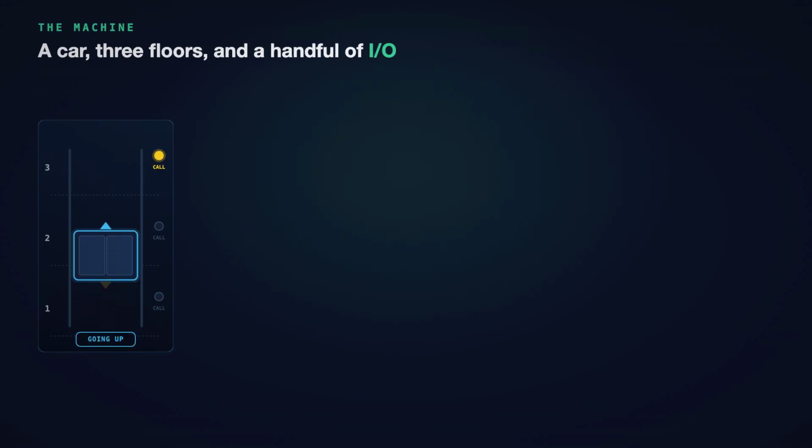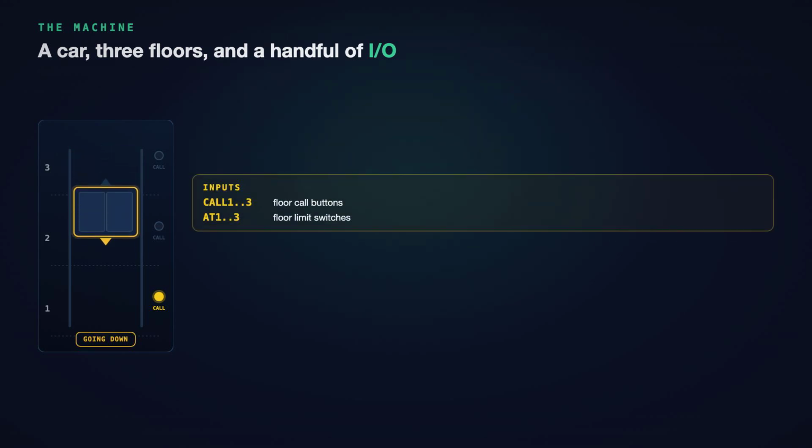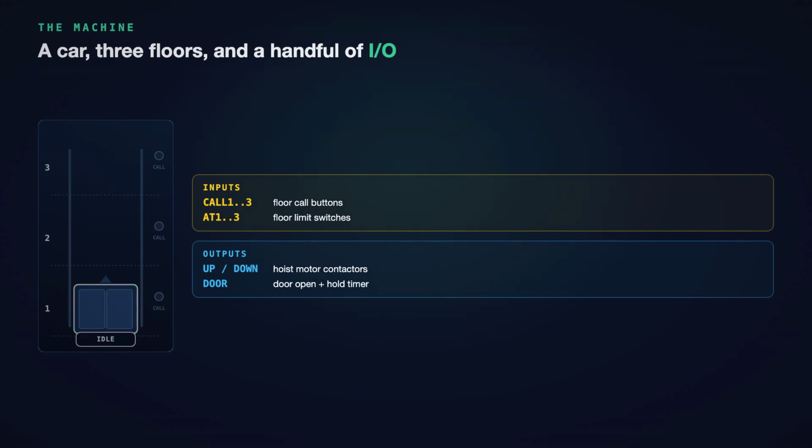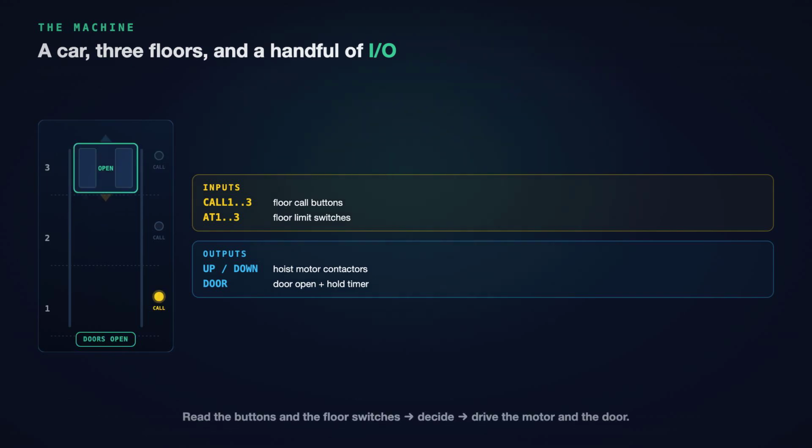Here is the machine we are controlling. A single car in a shaft, 3 floors, and a small set of inputs and outputs. On the input side, 3 call buttons, 1 per floor, call 1, 2, and 3. And 3 floor switches, at 1, at 2, at 3. Limit switches that tell the PLC exactly where the car is right now. On the output side, an up contactor and a down contactor that drive the hoist motor, and a door output with a hold timer. That is the whole job of the ladder. Read the buttons and the floor switches, decide, and drive the motor and the door.